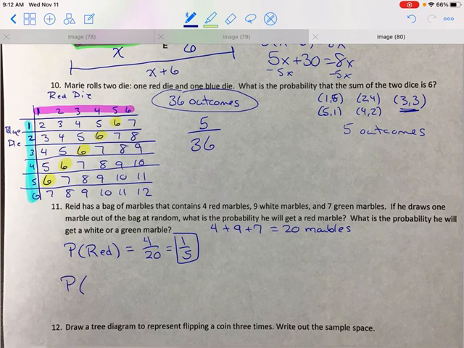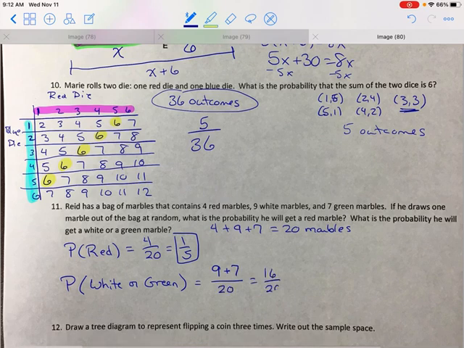The second one is getting a white or a green. So this is not 2 separate questions. It's successful if you draw white, but it's also successful if you draw a green. So for this, there's 9 white and there's 7 green. Okay, so I'm going to put those together.